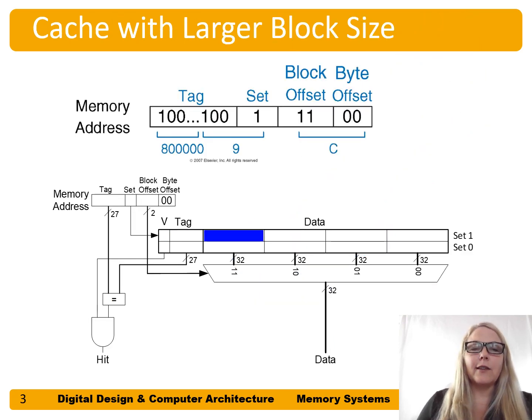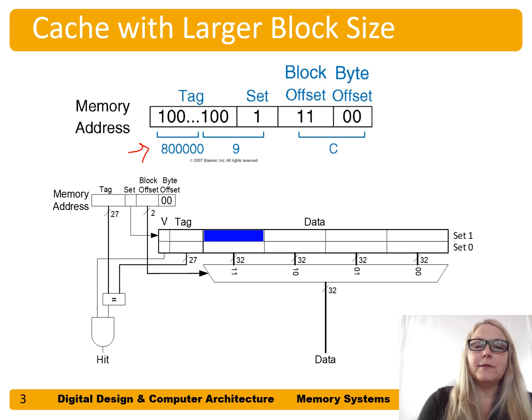So here's another example, some other address here, hex 8000009C. Again, we ignore the byte offset and we look at the set. So this maps to set 1. And in this case, the word that we actually want is up here, right? The block offset is 11.